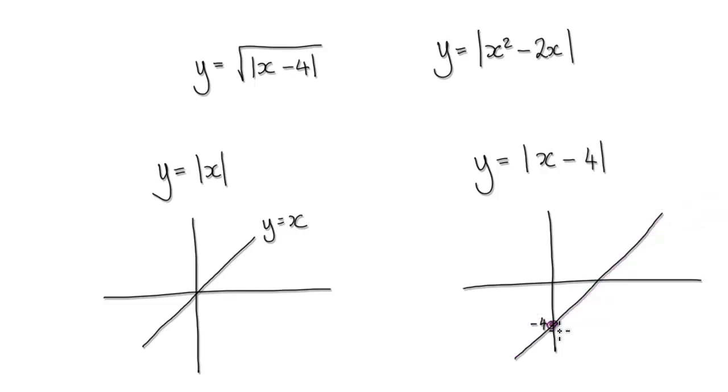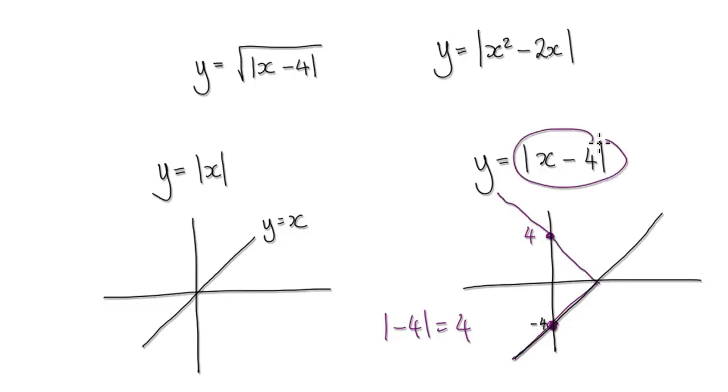If you look at this point here, what is the absolute value of -4? The absolute value of -4 is the number 4. So this point here will get moved up to here, 4. And then you see all the negatives become positive. So this thing here, the absolute value of x minus 4, will look like this V shape here. Now you've got your V thing here.